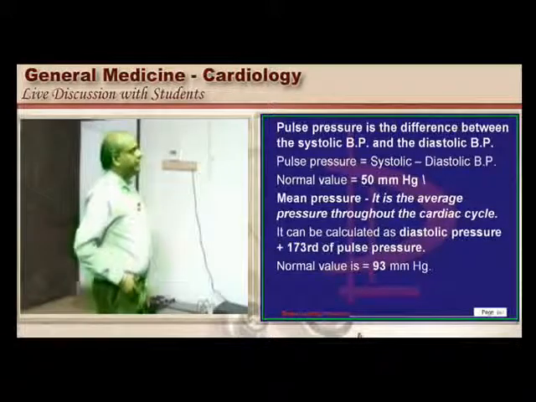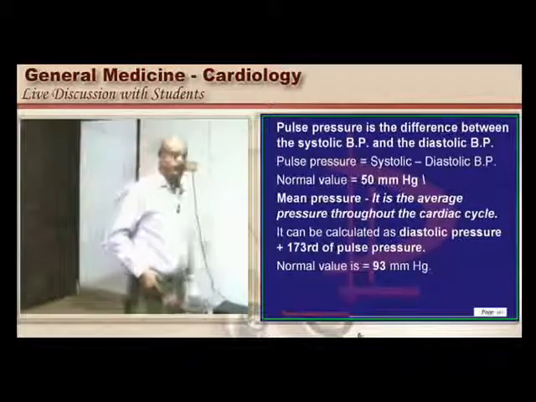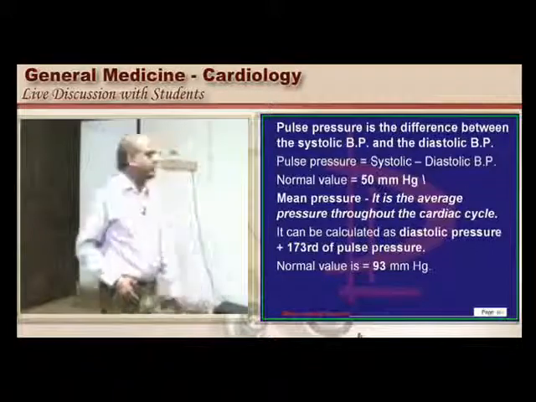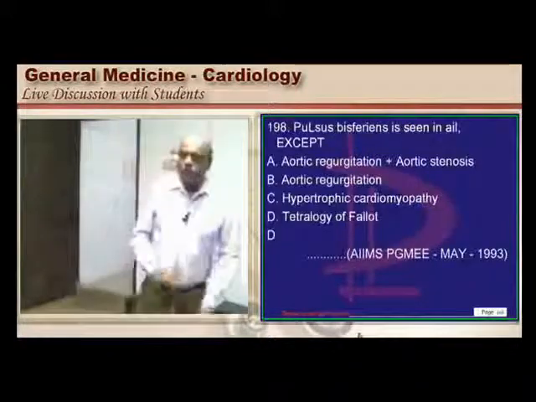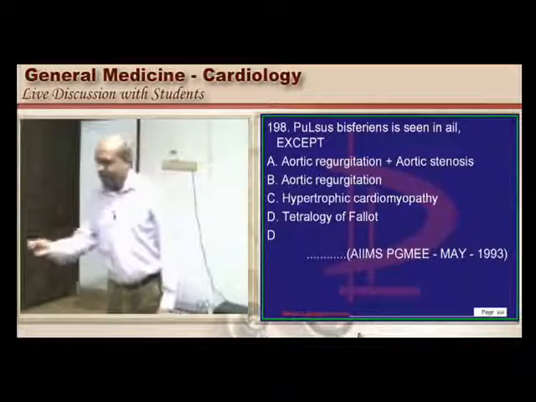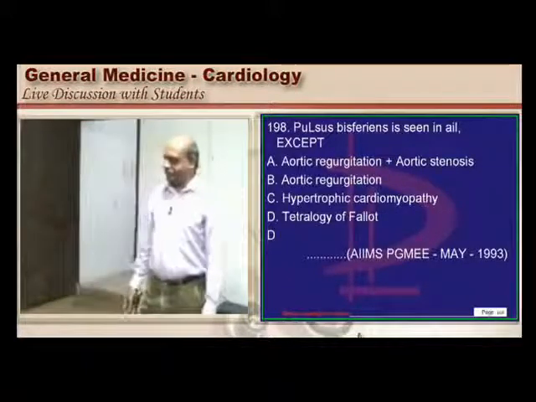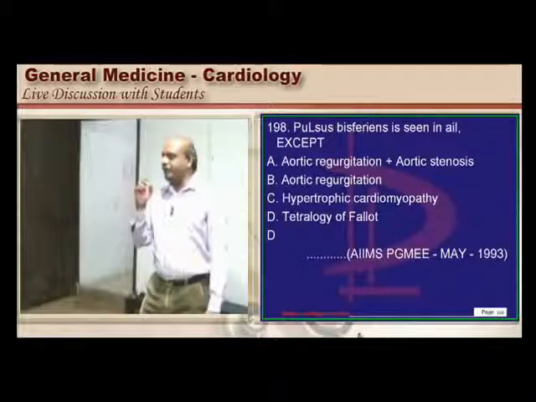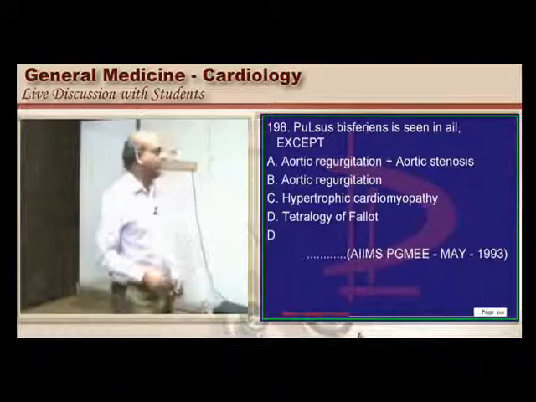And pulsus bisferiens, where do you find? Once more a question repeated so frequently. So you must know pulsus alternans, paradoxus, bisferiens, and a little here and there about pulse. One question is definitely sure from cardiology when it comes to the topic of pulse, is what needs to be remembered.